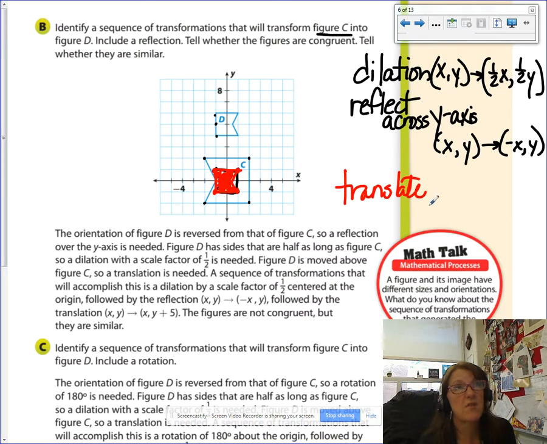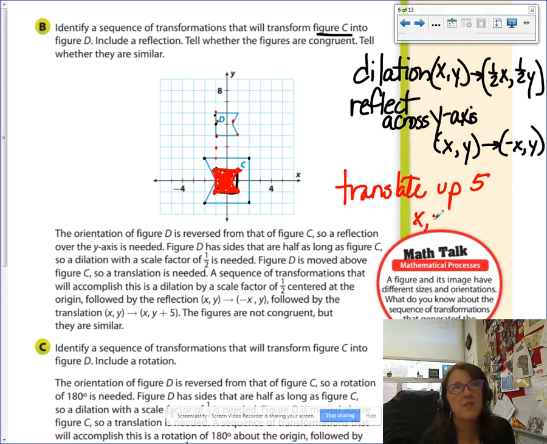It's the same exact size, and all we need to do is finally slide it up or translate it up, and you just have to count how many units. Let's see. From this point, I go up 1, 2, 3, 4, 5. From here, 1, 2, 3, 4, 5. Down here, 1, 2, 3, 4, 5. Yep, that's it. Up 5.